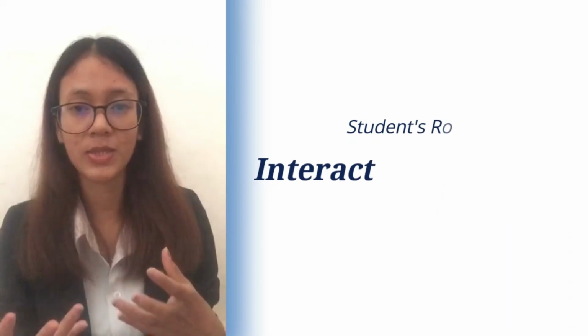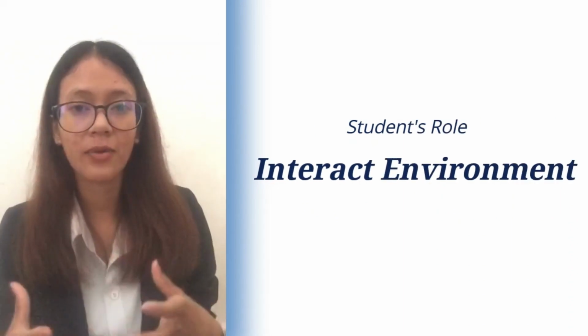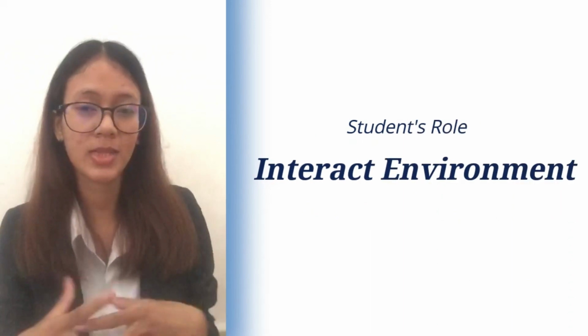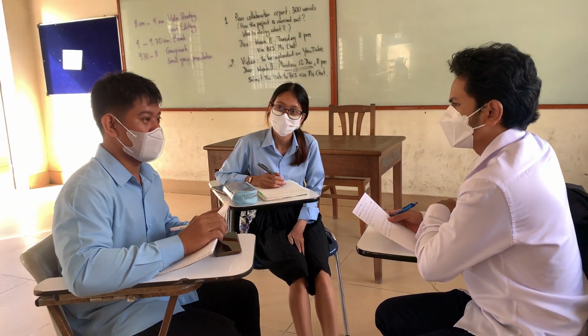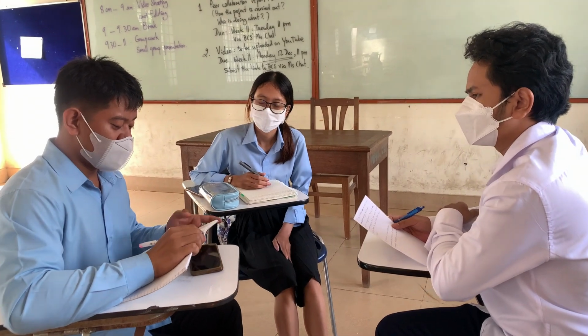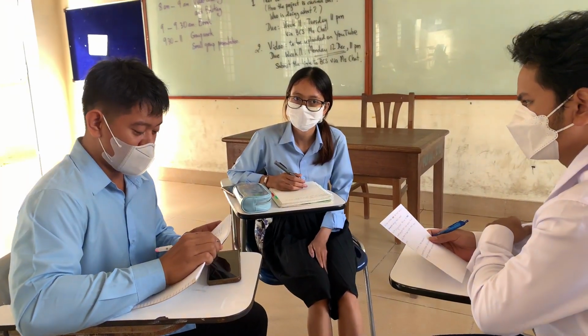So students' role in progressivism education is that they need to interact with their own environment, setting objectives for their own learning, working together to solve problems, and learning.